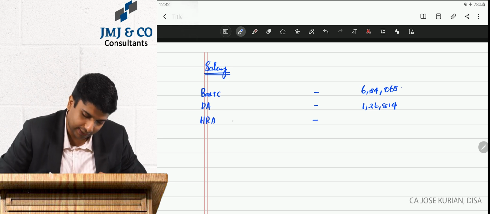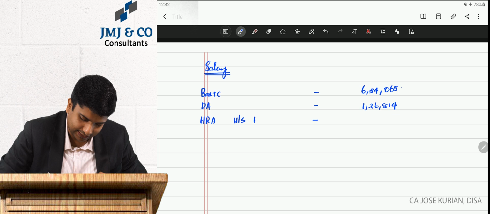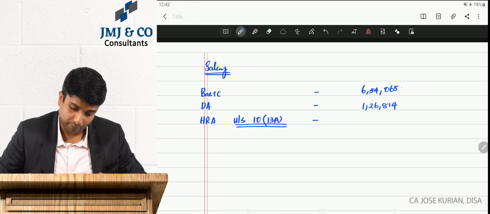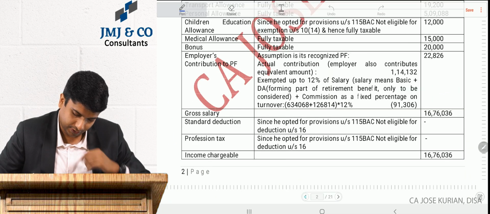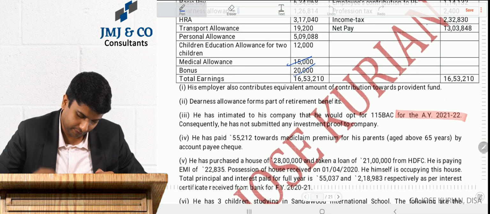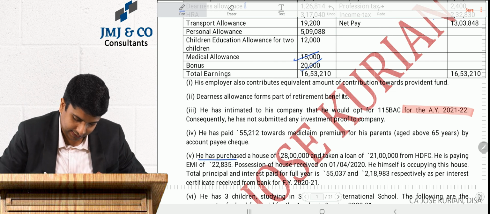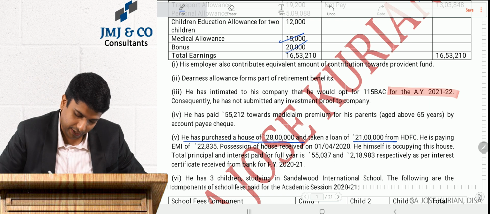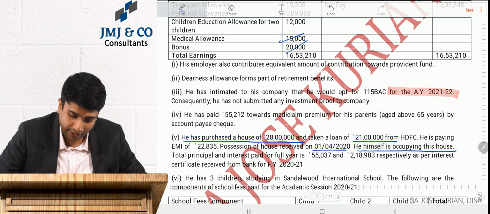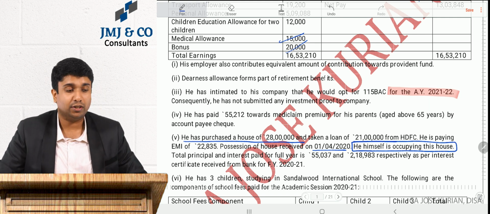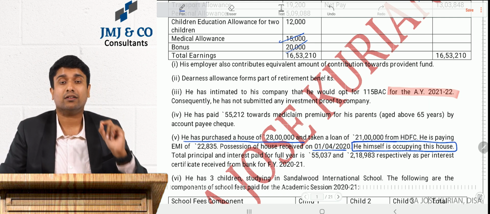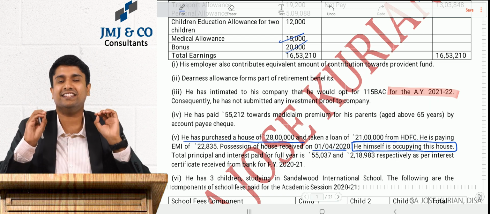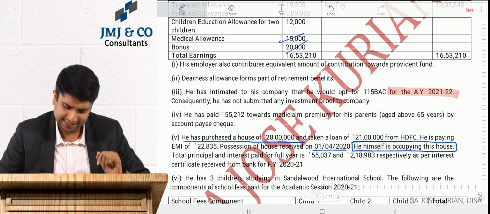Then there is house rent allowance. He will not get the benefit of section 10(13A). Why? Because he stays in his own house. Hope you remember, from adjustment point number 5, they have clearly stated that he purchased a house of 28 lakh and took a loan of 21 lakh, and he is paying EMI, and the possession of the house was received on 1/4/2020, and he himself is occupying this house. So the assessee is not paying anything as rent, and hence he cannot take the benefit of 10(13A). The entire house rent allowance would be taxable in his hands.